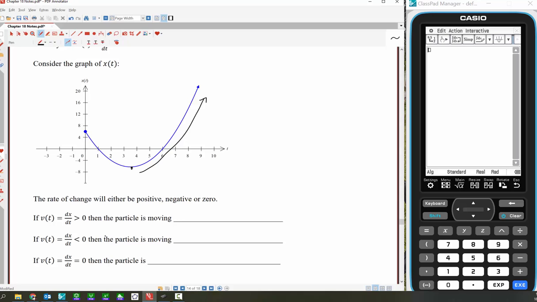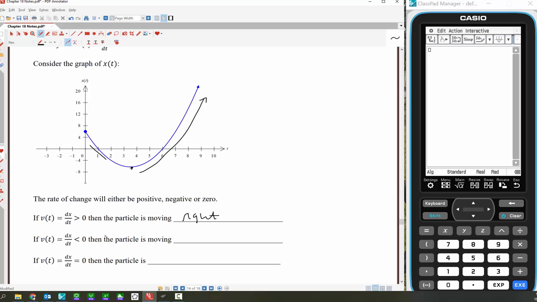A positive rate of change, or a positive gradient, means the particle is going to be moving in this direction here, so it's moving to the right. The particle starts at what looks to be about -6 and ends up at 20. That means it's starting to the left of the origin and moving to the right.